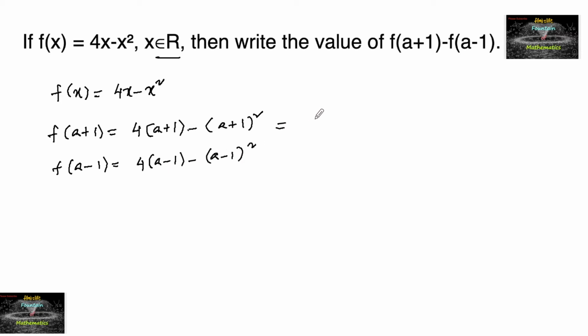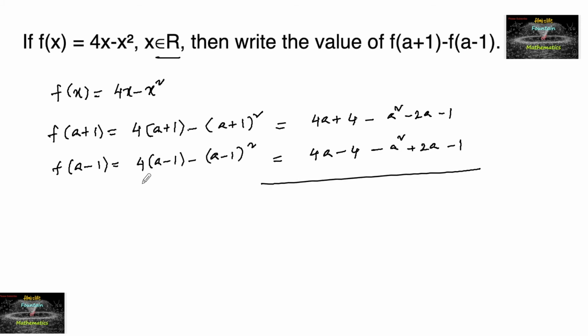Let's simplify this here. 4a plus 4 minus of a plus 1 whole square, we can write a square plus 2a plus 1, and here we can write 4a minus 4 minus of a square, and here minus 2a means plus 2a we will get, and again plus 1 minus 1 we will get.